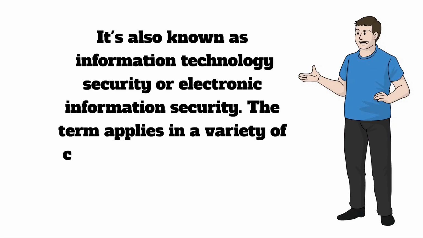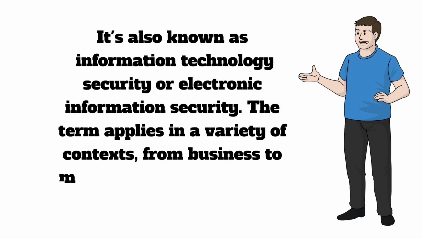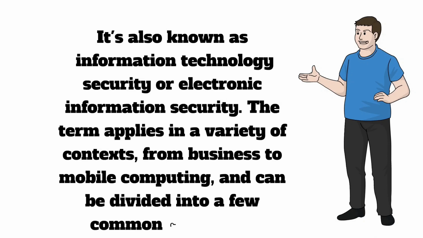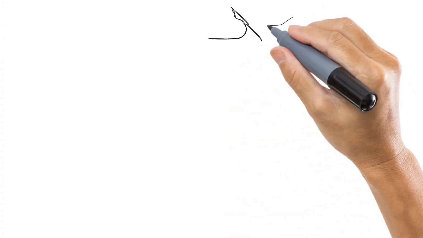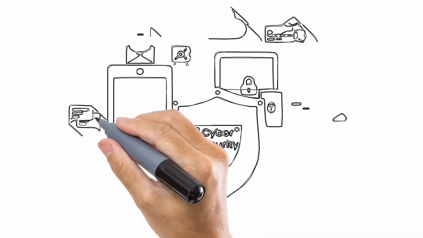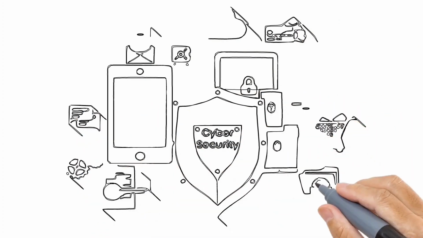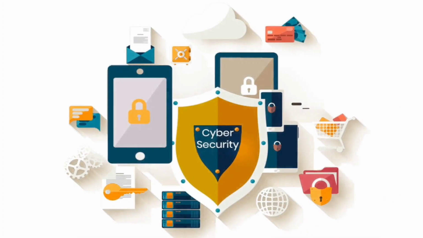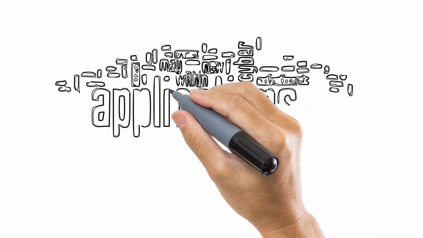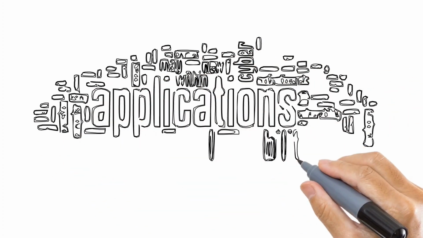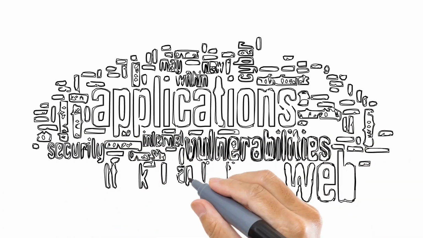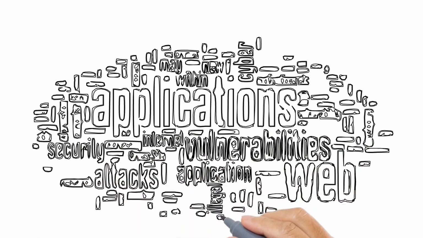The term applies in a variety of contexts, from business to mobile computing, and can be divided into a few common categories. Network security is the practice of securing a computer network from intruders, whether targeted attackers or opportunistic malware. Application security focuses on keeping software and devices free of threats. A compromised application could provide access to the data it's designed to protect.